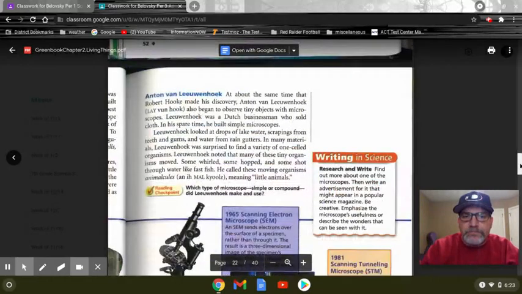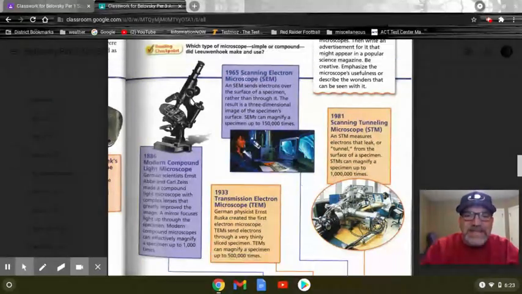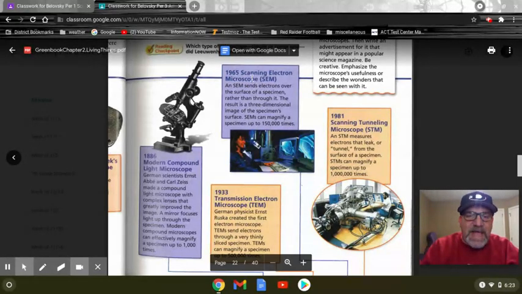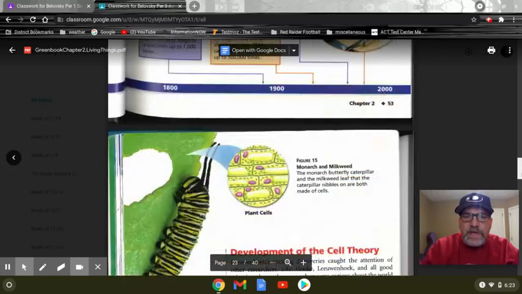Let's move on. All right, here's where it talked about Leeuwenhoek. Now, these pictures right here, we're starting to get into modern microscopes. The microscope that you see right here was created in 1886. The 1965 scanning electron microscope, down here, is also an electron microscope, 1933. Here you see a tunneling microscope. These microscopes are millions of dollars right here. They're very expensive. So, all right, let's scroll down a little bit more here.